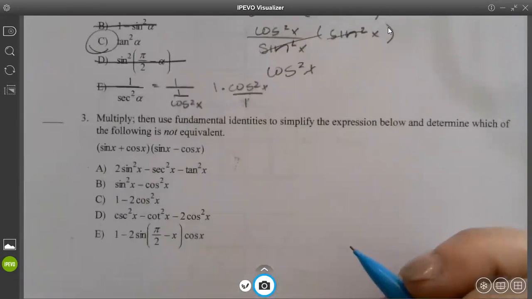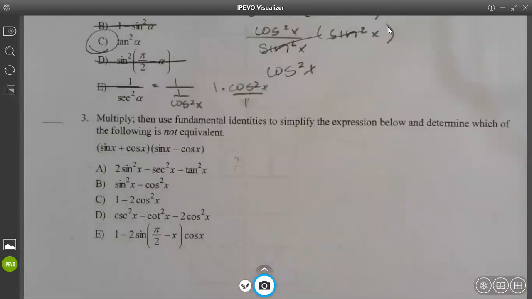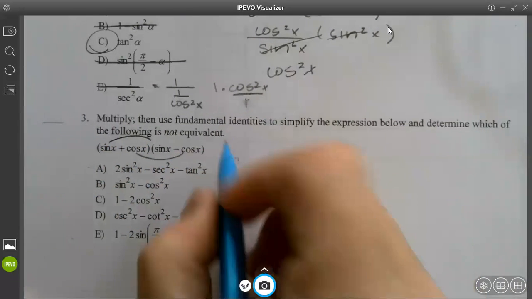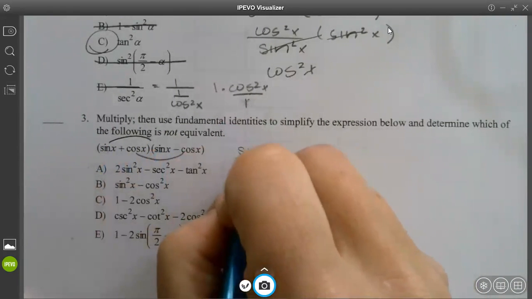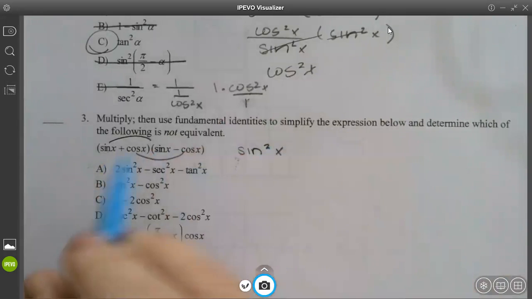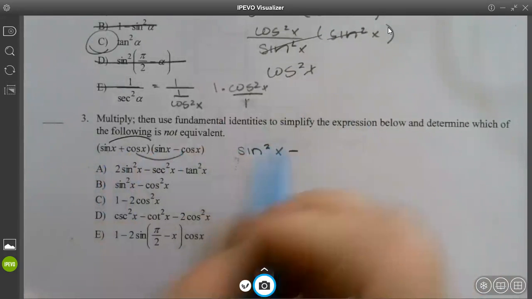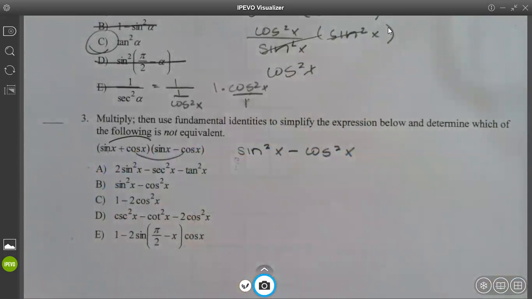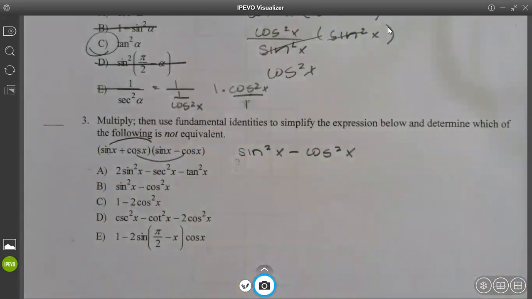Number 3, multiply then use fundamental identities, simplify the expression below and determine which of the following is not equivalent. So how do I multiply these? Just the outsides, front and back. So sine x times sine x. Positive times a negative makes a negative. Cosine times cosine is cosine squared x. What do you see? It's not B. We don't want it to be equal to that. We want it not to be equal.